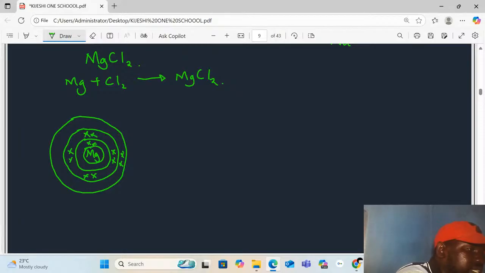Then it is reacting with the chlorine. So if you look at this one, they are 2. And if they are 2, then it means that during balancing, you need to show how it is happening.